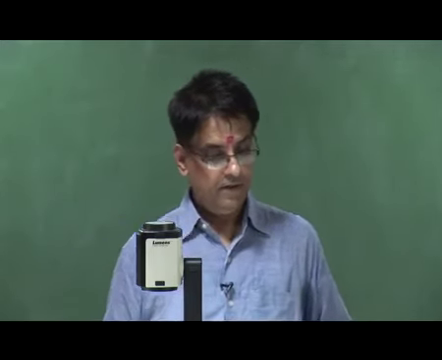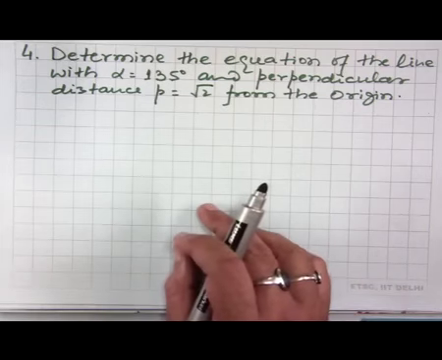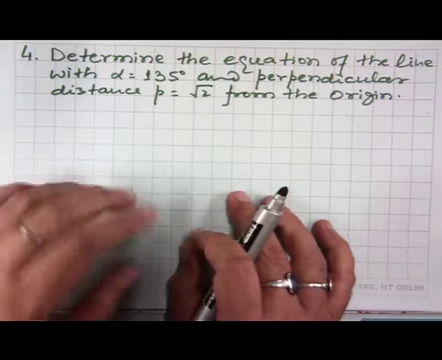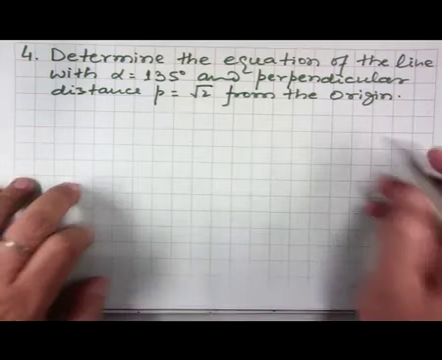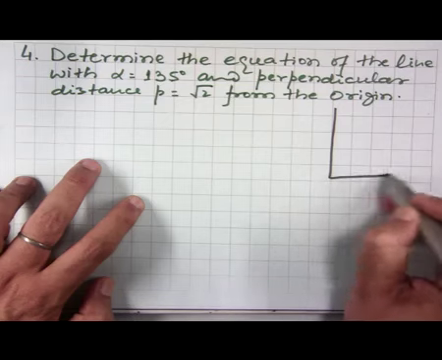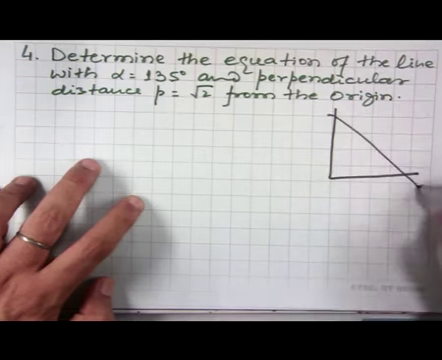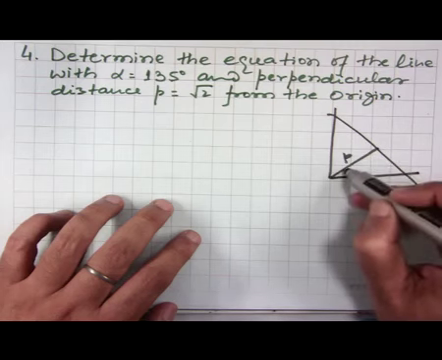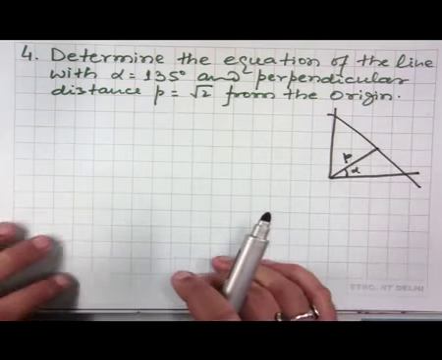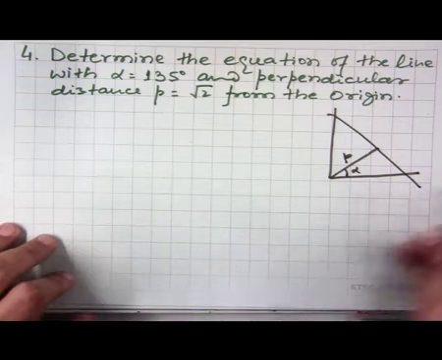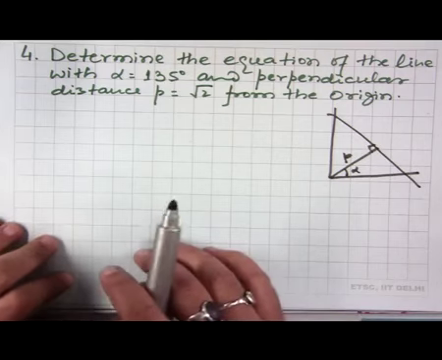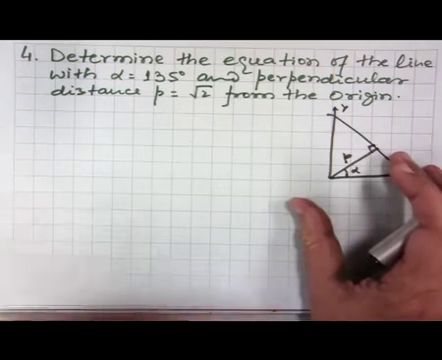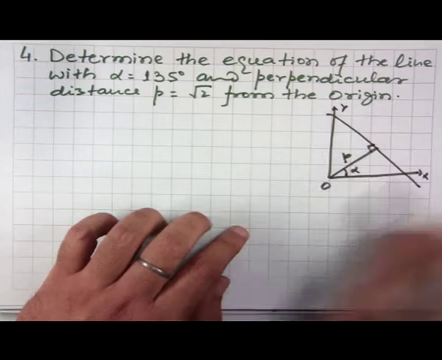Now another example. Determine the equation of the line with alpha equal to 135 degrees and perpendicular distance p equal to root 2 from the origin. Here alpha is what? We have to find the equation of this line. And what is given? This p is given and this alpha is given. These two pieces of information are given, and this is 90 degrees. p means the normal or perpendicular from the origin to the line L.